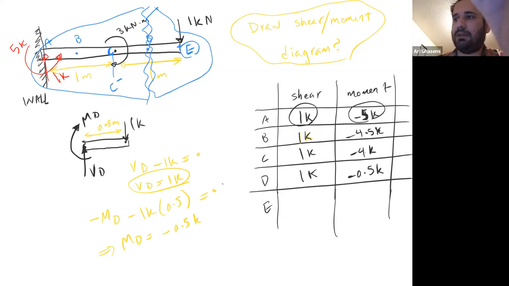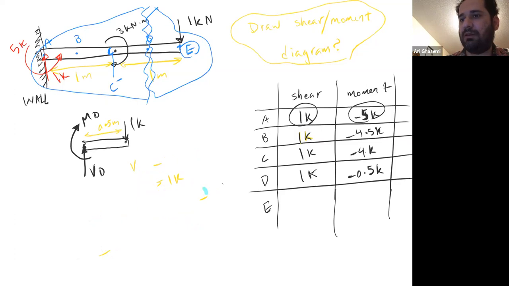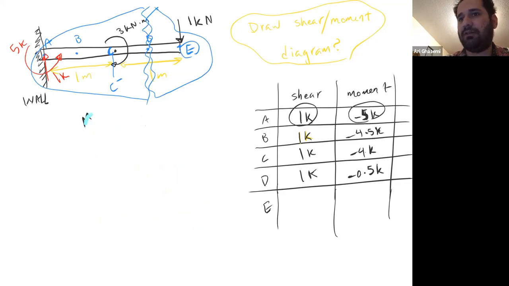Okay. Then now you go to point E. For point E, I'll just simply cut it at E minus, just before E, right? We don't have E plus. E plus is outside of the beam. So I just simply cut it just before E.